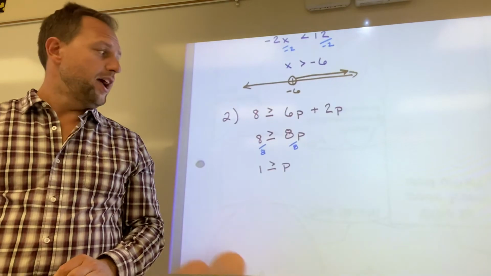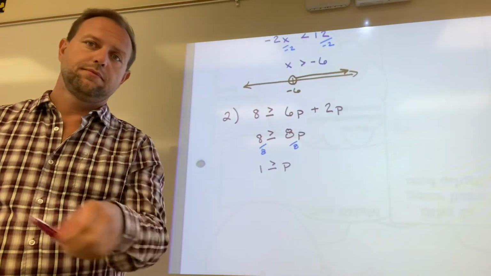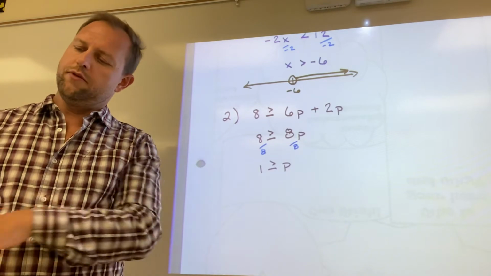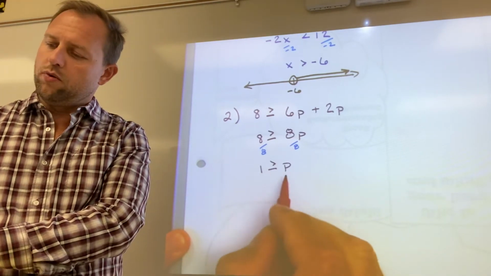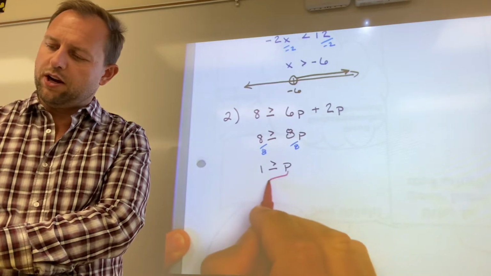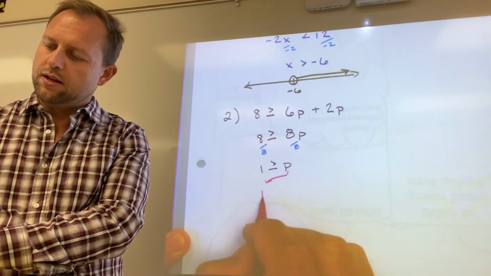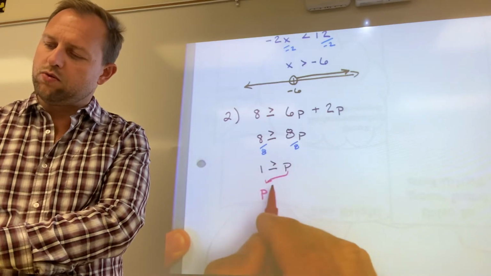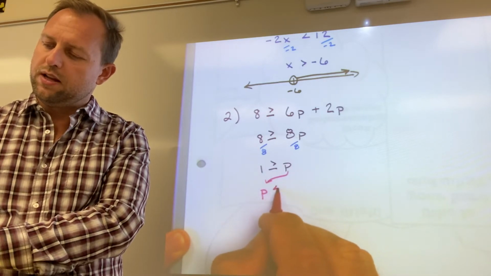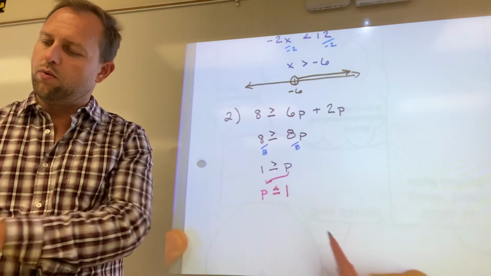What's the problem with that? Hopefully you remembered that we normally have the variable on the left. So when we flip this to put the variable on the left, we have to flip the sign. So instead of it being greater than or equal to, it'll become p is less than or equal to 1.